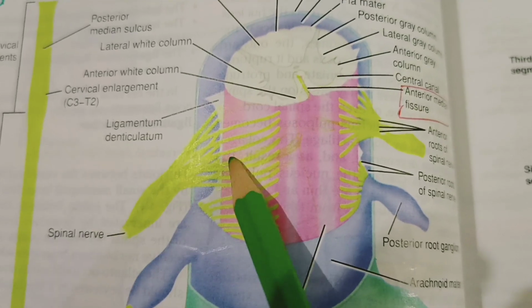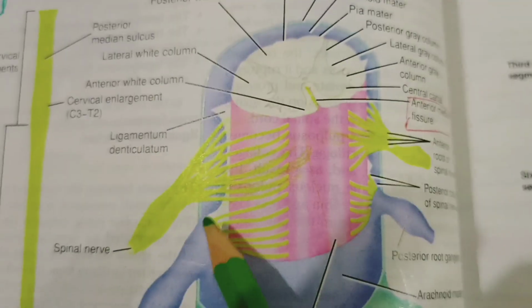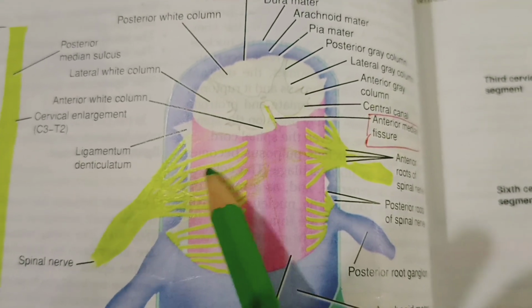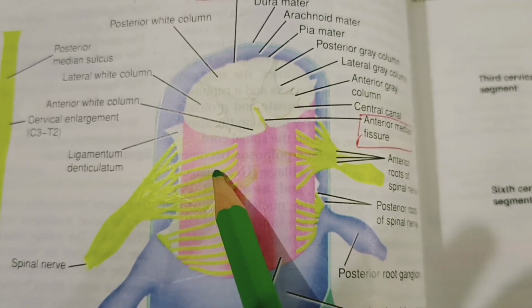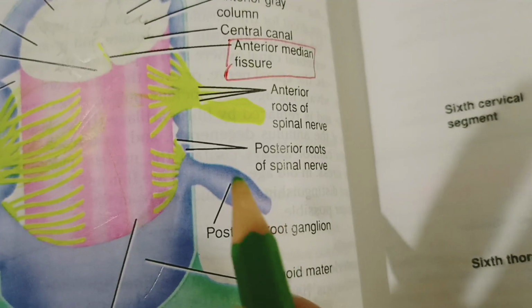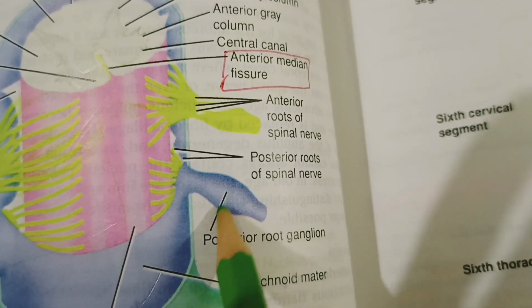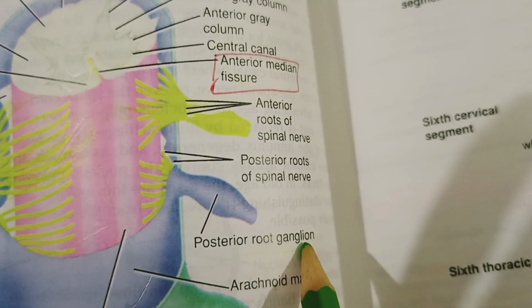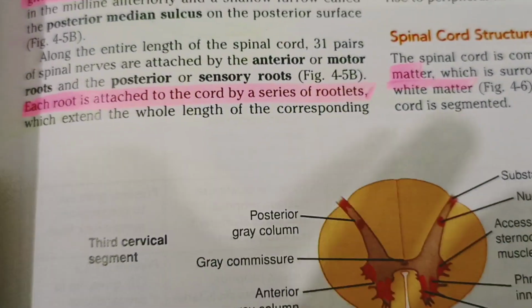It contains both the motor as well as the sensory fibers, and you can also see that there are various rootlets through which these roots are joined to the spinal cord. On the posterior root of the spinal nerve we can recognize the posterior root ganglion. So this was about the general structure of the spinal cord.